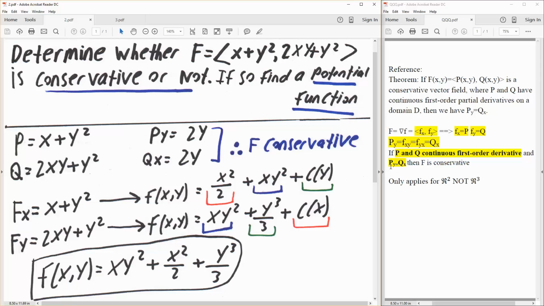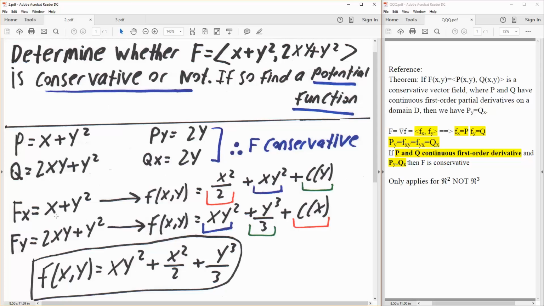See, if P_y is equal to Q_x, then F is conservative. And now we want to find a potential function. So what we do is we take P and we say f_x is equal to x + y². And f_y is equal to Q, so 2xy + y². And then we take the integral of it.